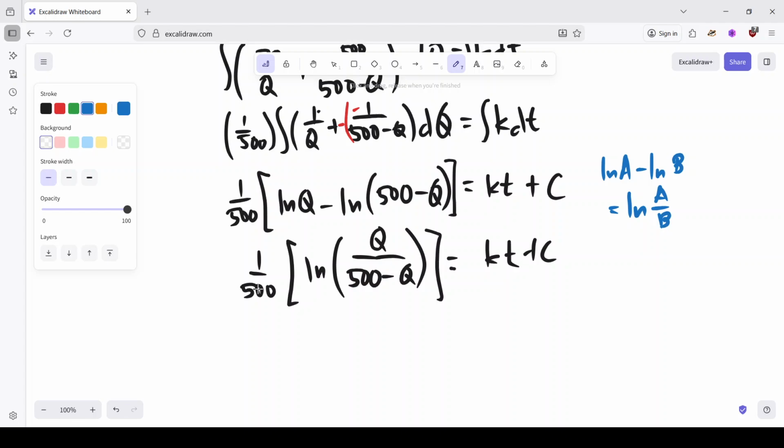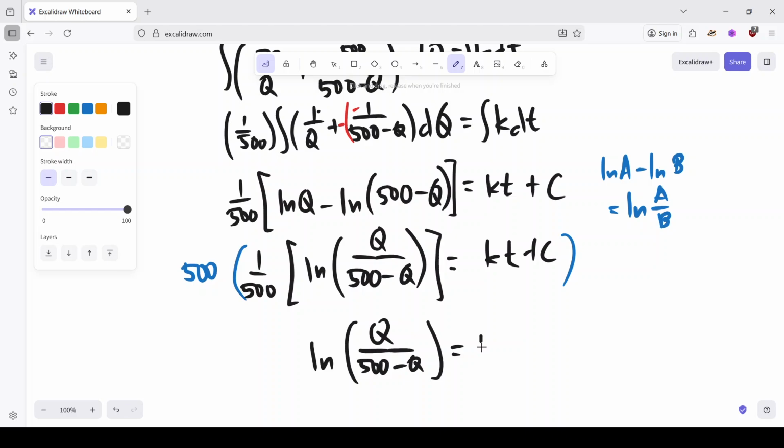Okay, now we can transpose the 500 to the other side, or we can multiply both sides of the equation by 500. So, matitira sa left side is ln of q over 500 minus q, right? Is equal to 500 kt. Okay, so 500c, let's just call that c1, right?